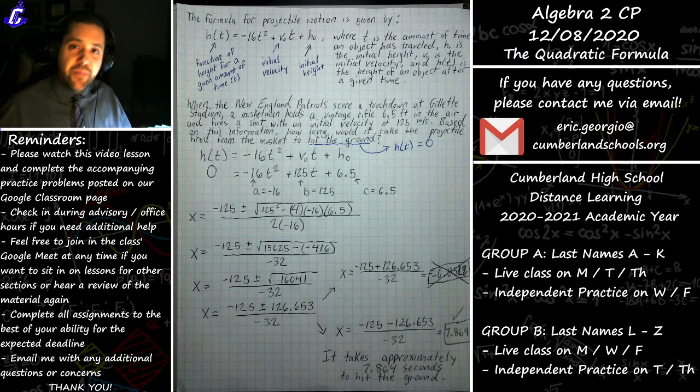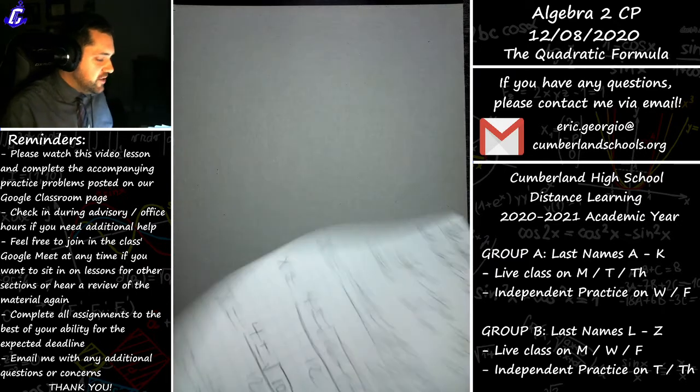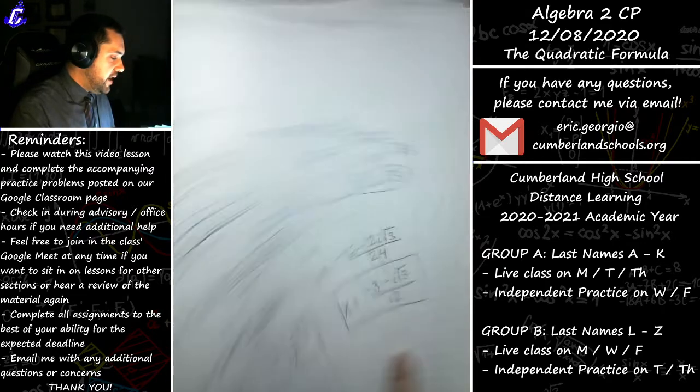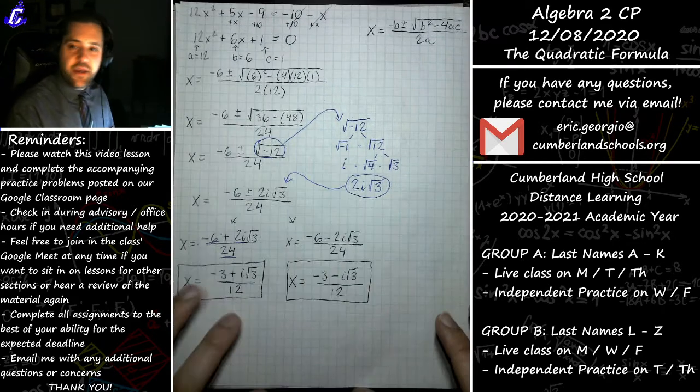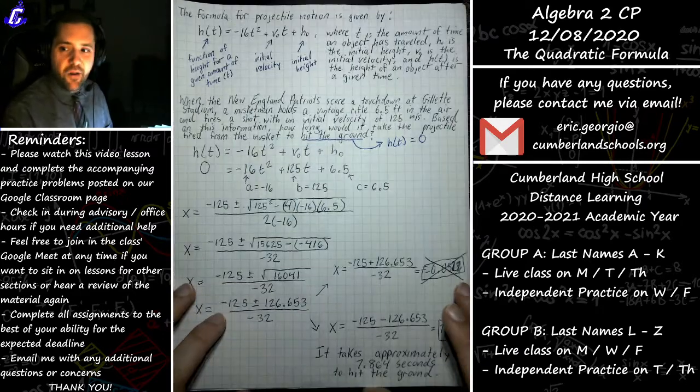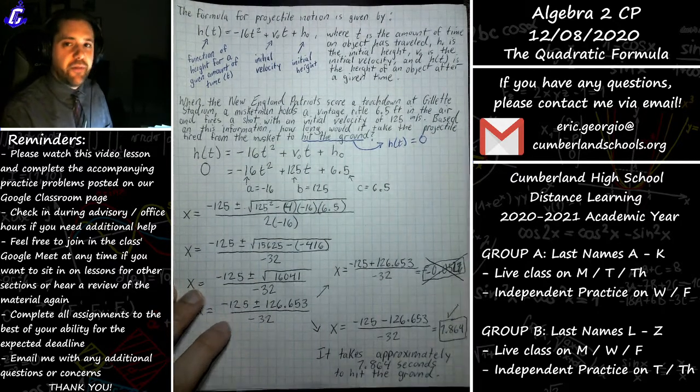Please feel free to go back and review it if you need to. Also, please try the practice problems on Google Classroom. Again, just as a little recap, we did a quadratic formula example here, which was great. We did another one here that worked out to be radicals. And then we took a nice in-depth look at a projectile motion word problem.